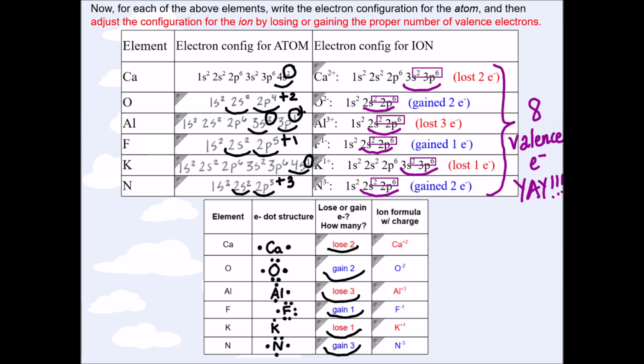Finally, you can check your work. They all add up to 8 valence electrons, so yay! These ions have reached the same valence electrons as noble gases.